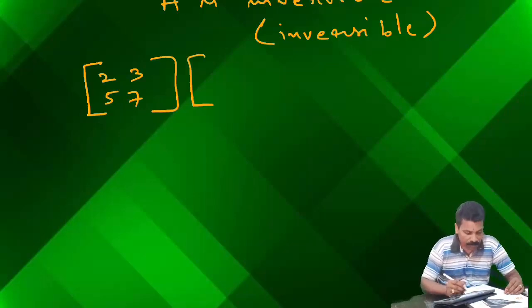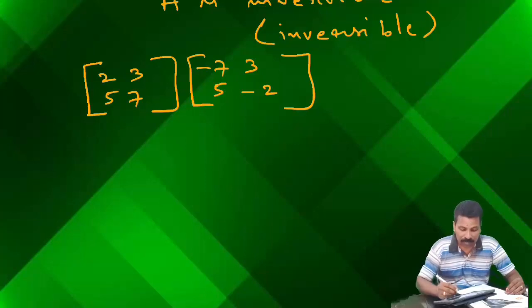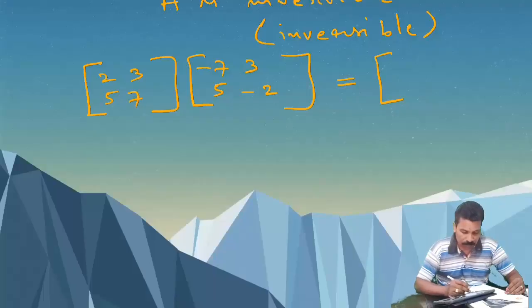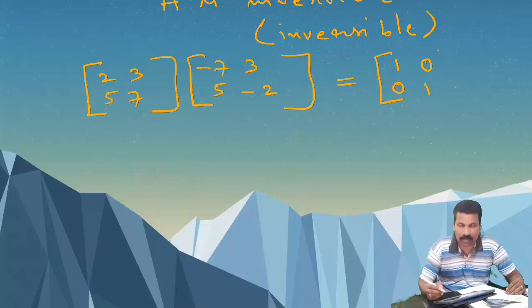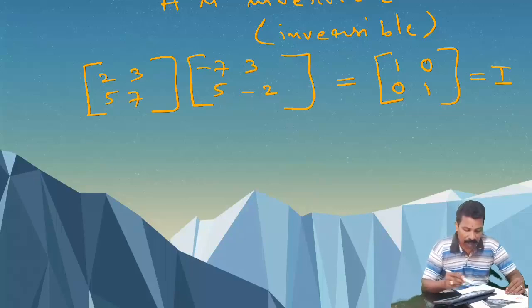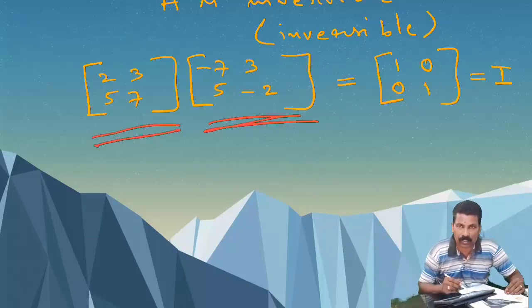Here we can find a square matrix negative 7, 3, 5, negative 2, and we can see that when we multiply these two matrices, we have 2 into negative 7 plus 3 into 5, that is 1, then 2 into 3 plus 3 into negative 2, that is 0, then 5 into negative 7 plus 7 into 5, that is 0, then 5 into 3 plus 7 into negative 2, that is 1. So what we are getting is identity matrix. So we can say that the second matrix is the inverse of the first matrix and vice versa.